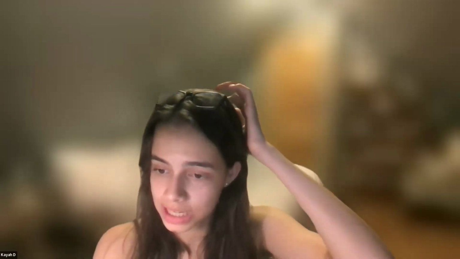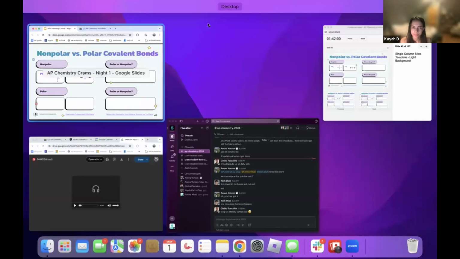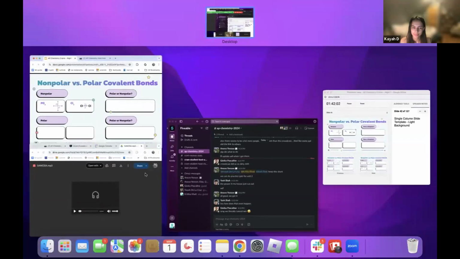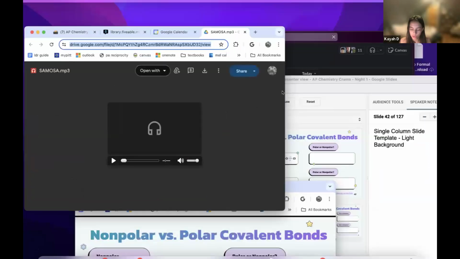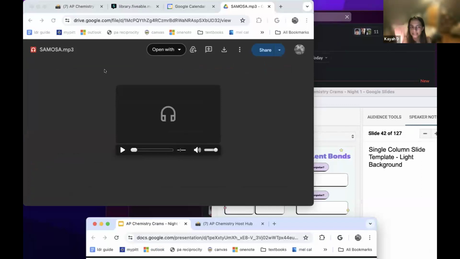And while the slides are being pulled up, the next thing after nonpolar and polar covalent bonds is the structure of the nonpolar and polar molecules. In a second, we'll pull up the slides so you can see for yourself. Essentially, with nonpolar molecules, you have symmetrical structures, which means pretty much that everything lines up. If you were to split it in half, it's the same on both sides, right?